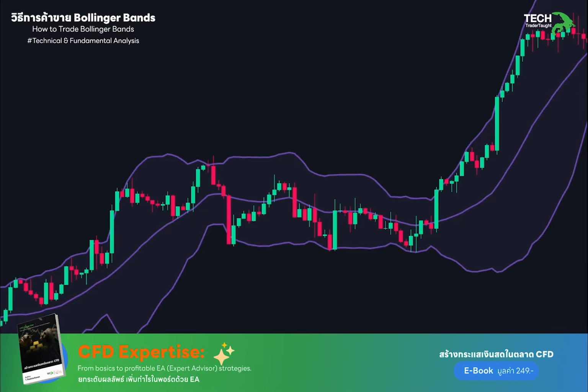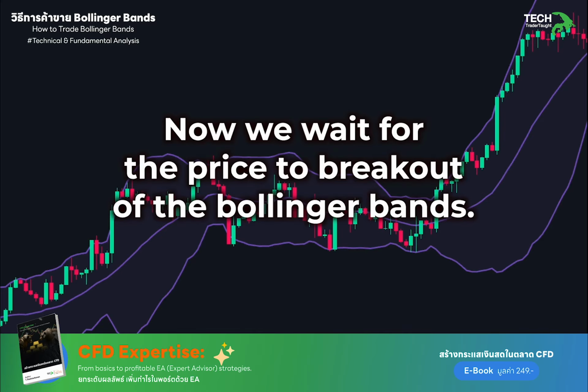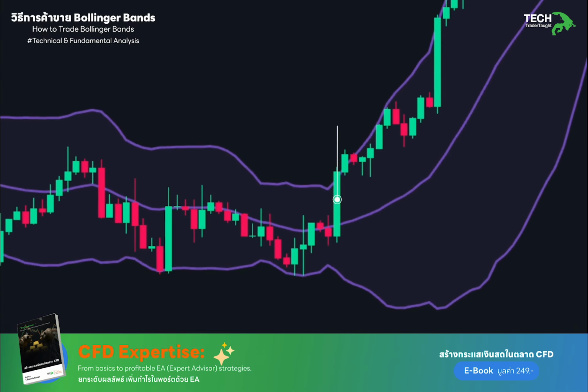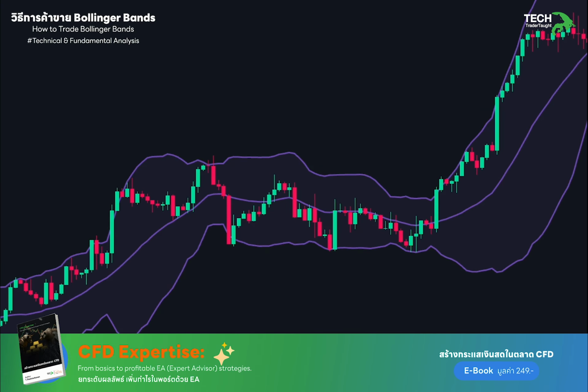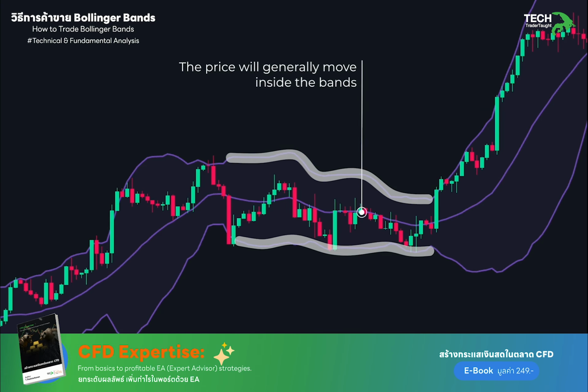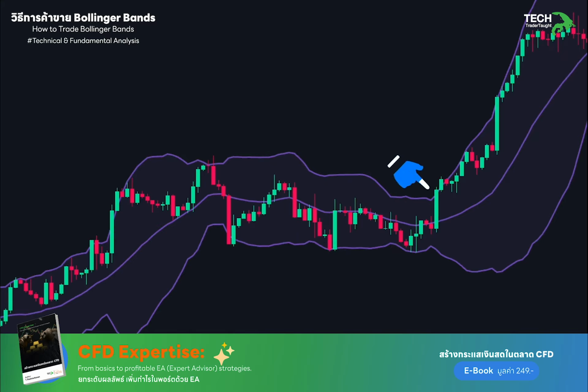of the sideways range. The upper boundary has provided resistance to the price. Similarly, the lower boundary has provided support to the price. Now we wait for the price to break out of the Bollinger Bands. On this candle, we see that the price creates a solid green candle that breaks and closes above the upper band. As we discussed earlier, the price will generally move inside the Bollinger Bands. So, a breakout like this signals a strong force in the market.